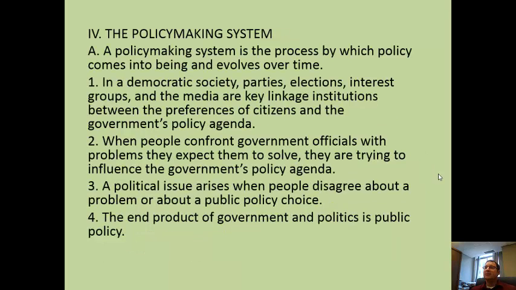The policy making system. So we talked about policies, we talked about politics. A policy making system is how policies come into play. Well, what is a policy? A policy is any kind of regulation, rule, or law that impacts you or me.